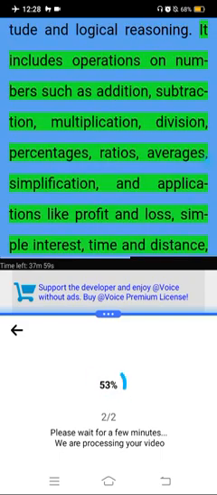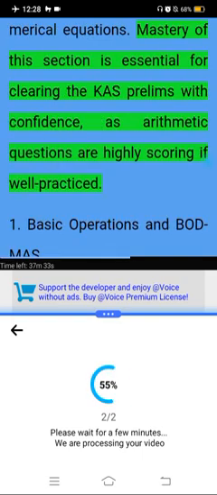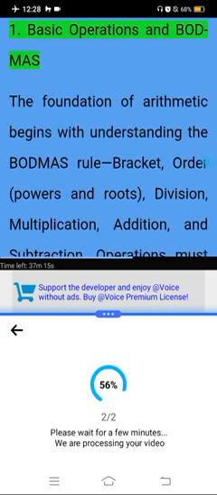It includes operations on numbers such as addition, subtraction, multiplication, division, percentages, ratios, averages, simplification, and applications like profit and loss, simple interest, time and distance, time and work, and basic numerical equations. Mastery of this section is essential for clearing the CAS prelims with confidence, as arithmetic questions are highly scoring if well practiced.